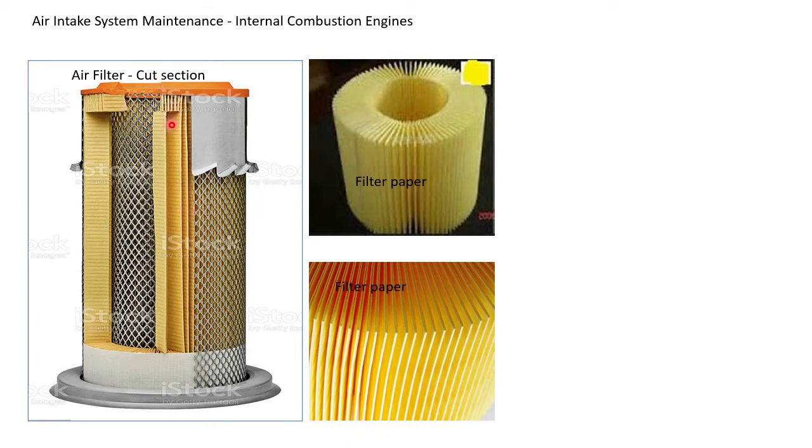This is the paper element. When you cut this paper element, it looks like this. This is made with a special type of paper arranged in pleats like this. The quantity of the air entering inside the engine depends upon the area of this filter paper.